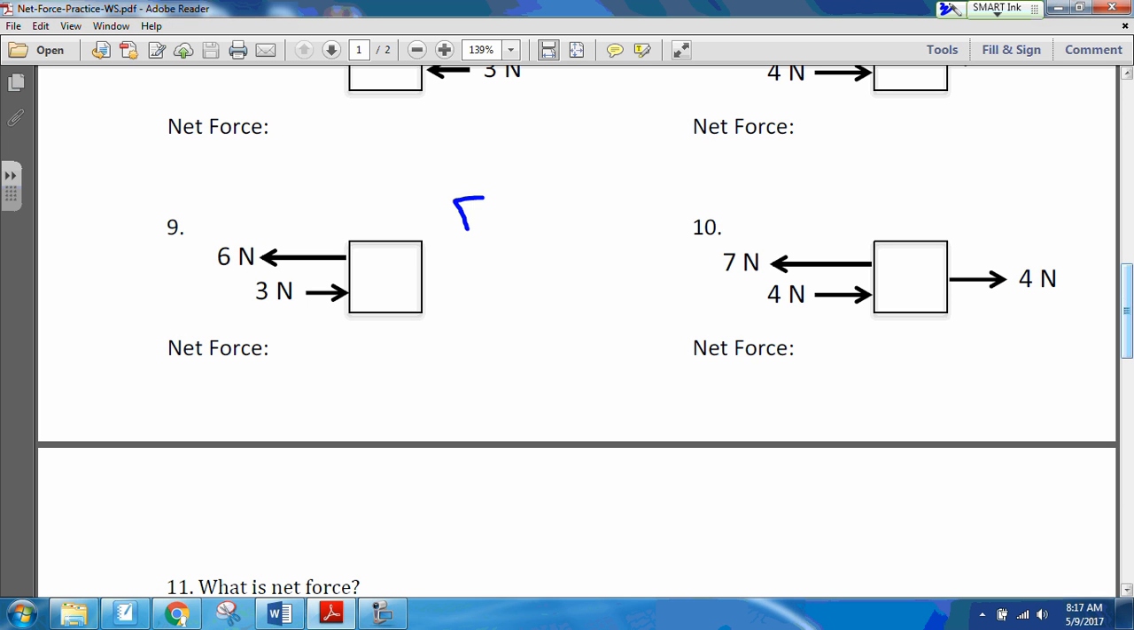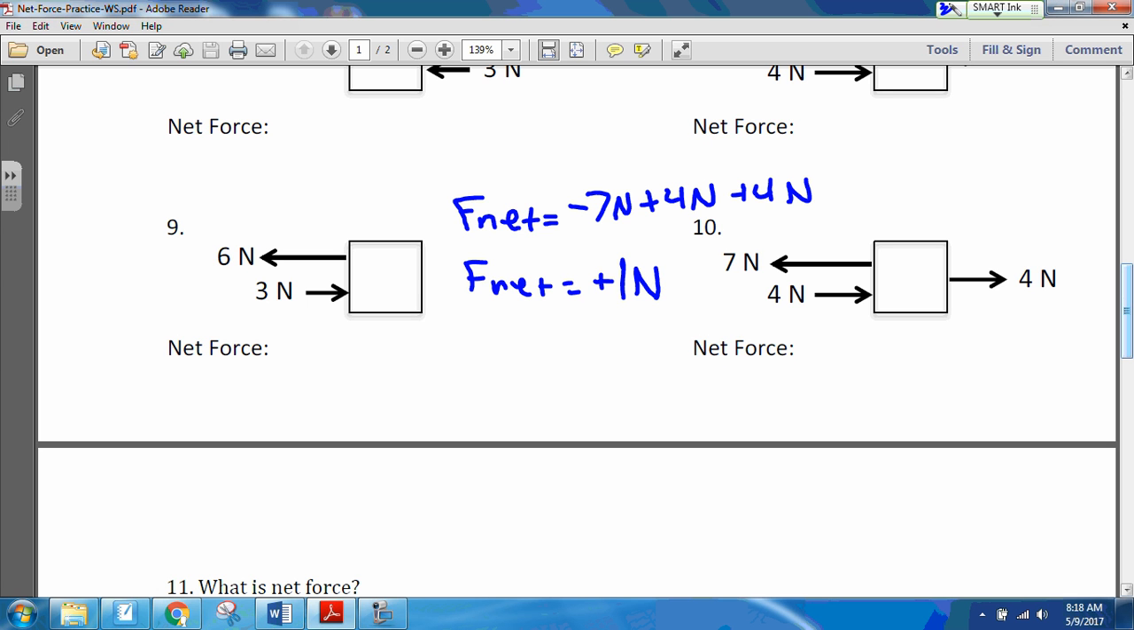So, number 10, we have F net equals, what's our first force? 7 newtons, left or right? Left. Is left positive or negative? Negative. So I got negative 7 newtons. What's my next force? 4 newtons, right or left? So plus 4 newtons. And then I've got another force on there. What is it? 4 newtons to the right again, right? So plus another 4. So negative 7 plus 4 plus 4 is how many? 1 newton. So F net equals positive 1 newton.